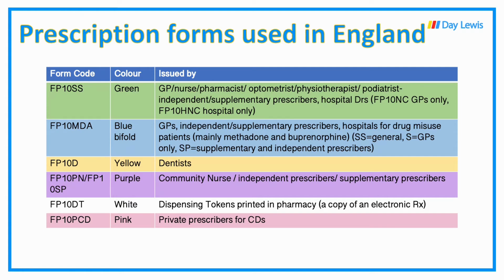FP10 PCDs shouldn't be confused with an NHS prescription. They are a private prescription, but on a pink prescription format for auditing processes. They are not an NHS prescription and won't be reimbursed by the NHS. They are a private prescription for controlled drugs, solely for auditing purposes, and are sent to the NHS.